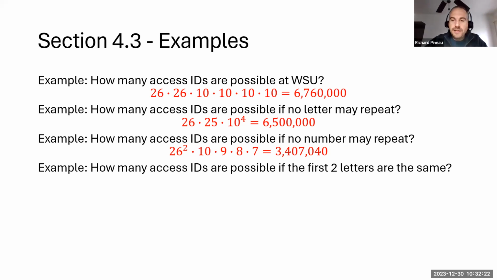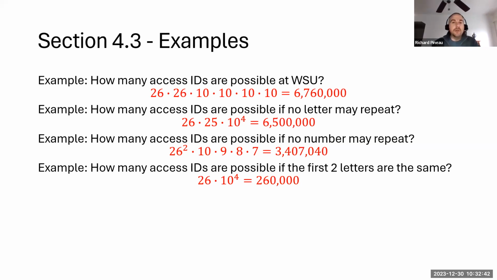So we have to remember, what does it mean to be the same? So something like AA, BB, CC, DD, EE, etc. So how many possibilities are there for letters to repeat? I hope it makes sense that there are only 26. There are only 26 letters in the alphabet. Okay, so there are only 26 pairs that are exactly the same.